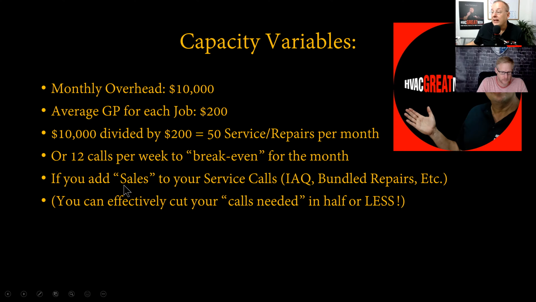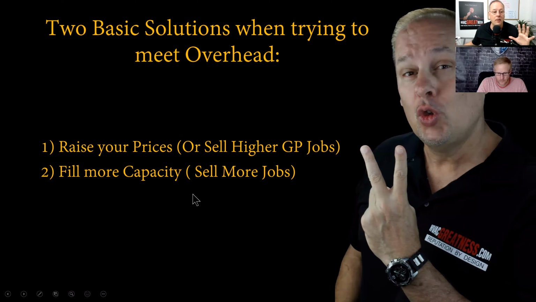Now, what you can do is, if you're on these calls and you add sales in, like an IAQ or bundled repairs or some additional thing, and now your GP doubles, well, hey, you might be able to cut those 12 calls down to half, right? So that's the point there. So there's basically two strategies to dealing with low capacity: raise your prices or fill capacity. And I'm telling you guys, it's a lot easier to fill capacity in the long run. This is what we need to work on. This is what we need to focus on.